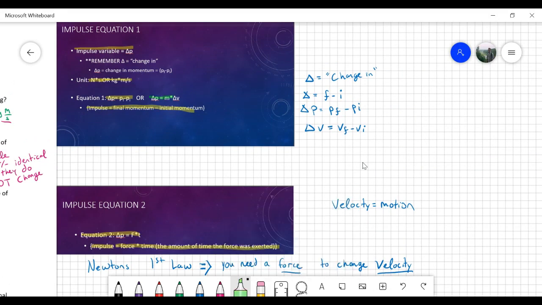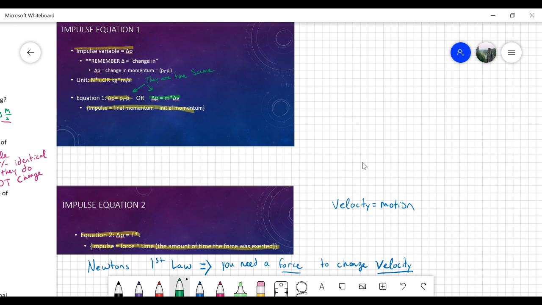Okay, so this right here. Delta P, impulse, is equal to mass times delta V, change in velocity. Okay. So, I'm going to erase this real quick. It turns out that these two things, these two equations, are the same. They're just written in different ways.